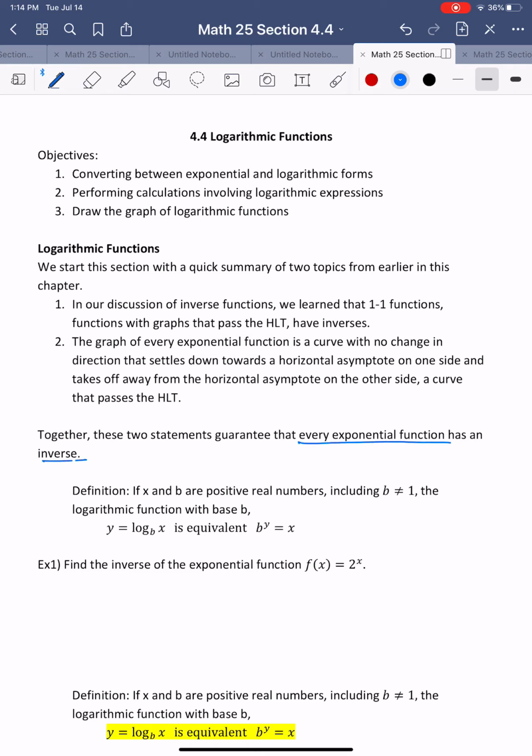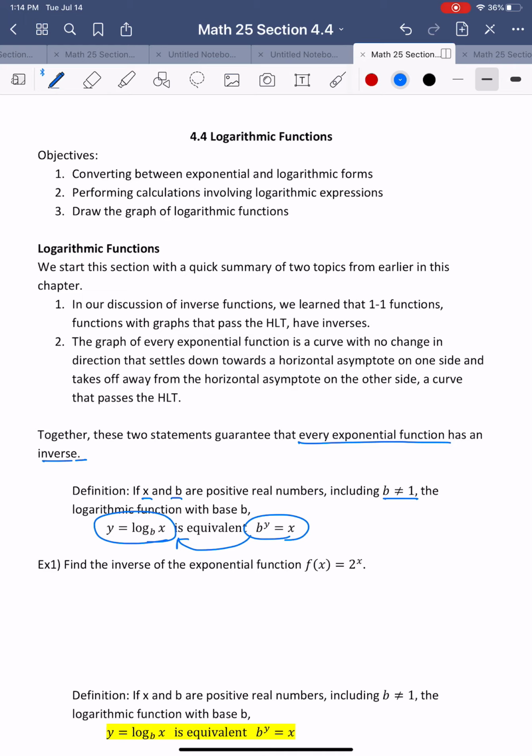So, definition: if x and b are positive real numbers, and b shouldn't be 1, because if b is 1 it makes a constant function, then we have the logarithmic function with base b. In the last section we learned how to convert this one to this one. To get this, we just solve for y, but the log represents the y from the exponent, and the base b is the same b, and the x is the same x here.